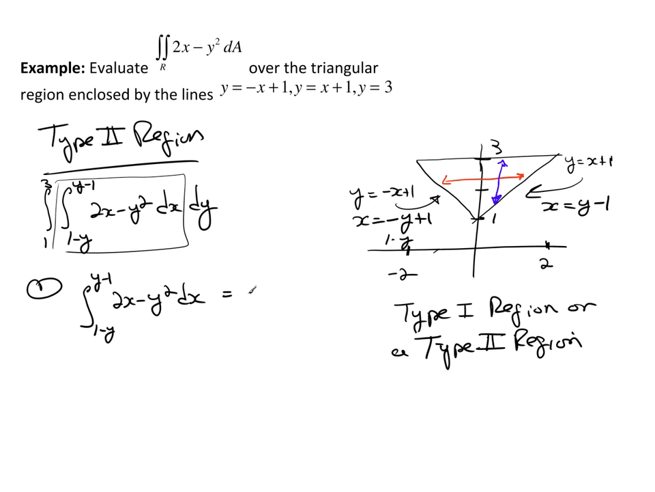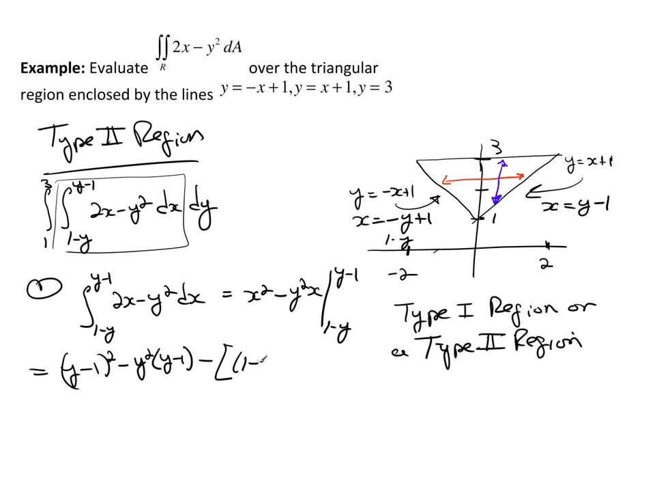That's going to be equal to x squared, because x squared over 2, the 2 is going to cancel, minus y squared x, evaluated from 1 minus y to y minus 1. So that's going to give me y minus 1 squared minus y squared times y minus 1. That's the first piece. Minus 1 minus y squared minus y squared times 1 minus y.